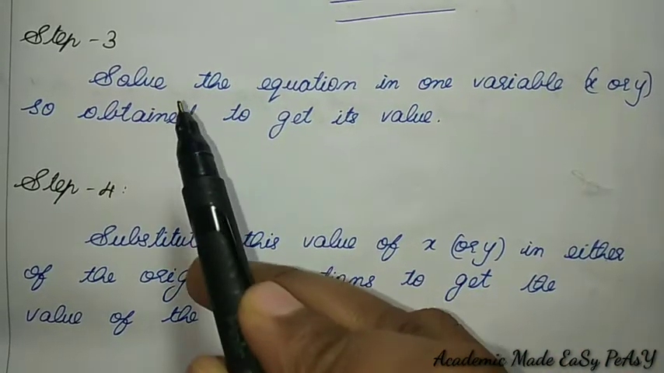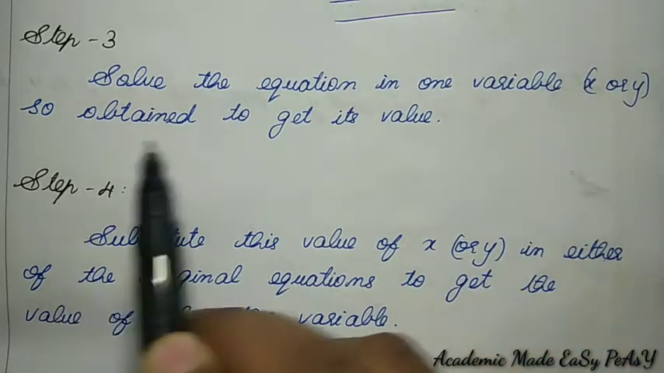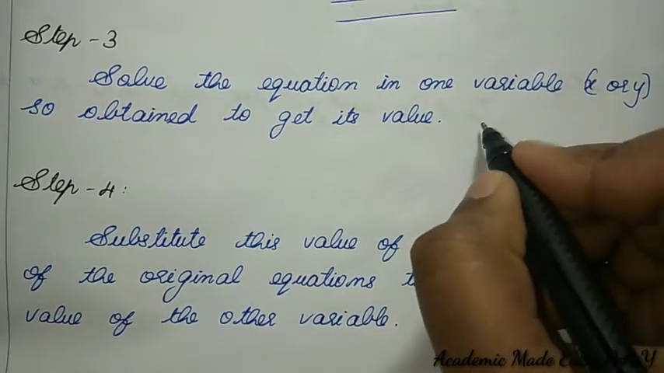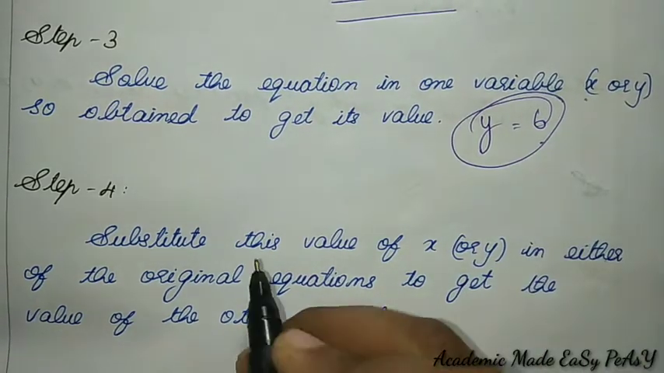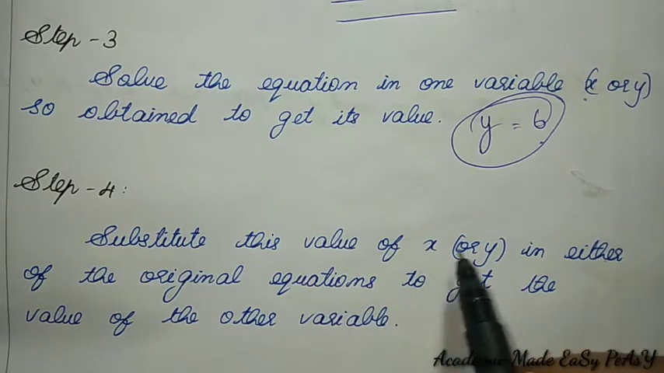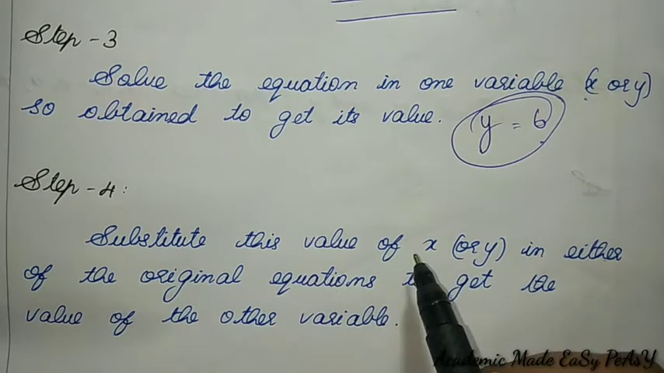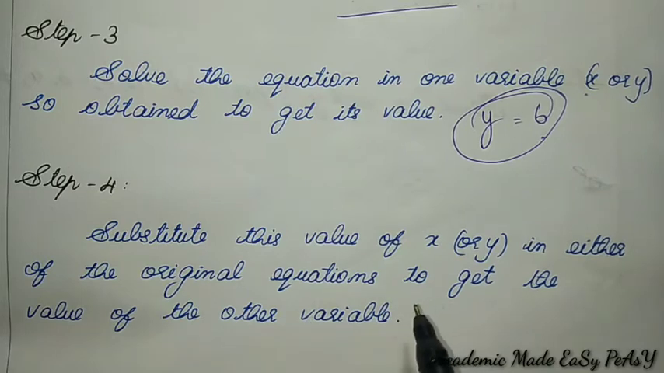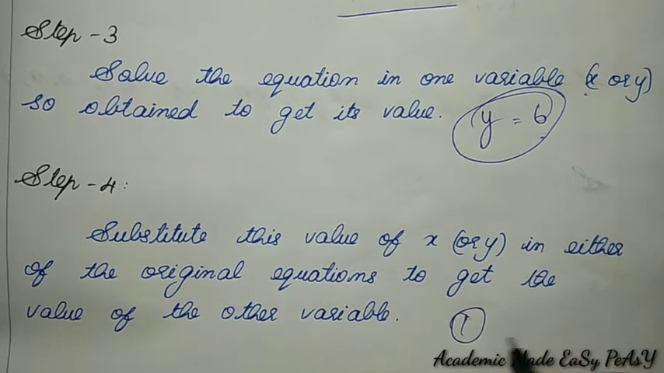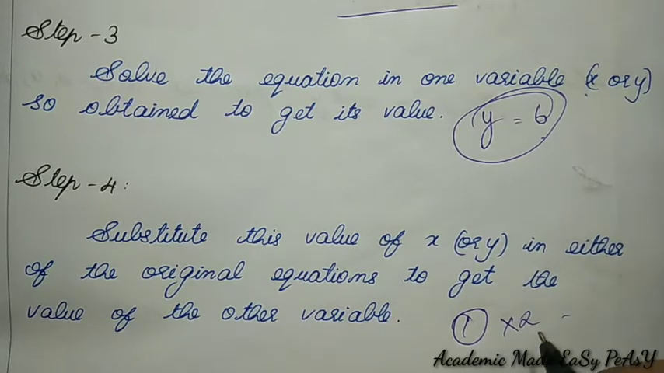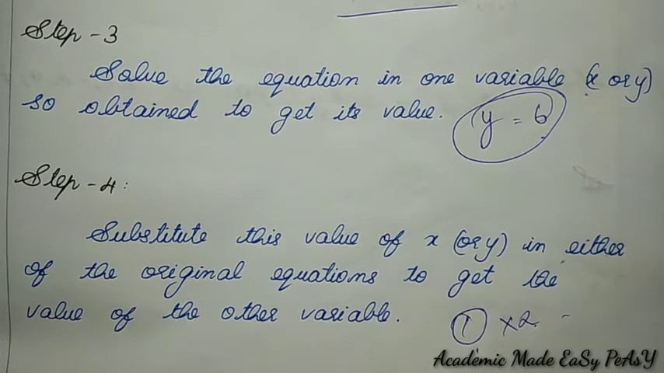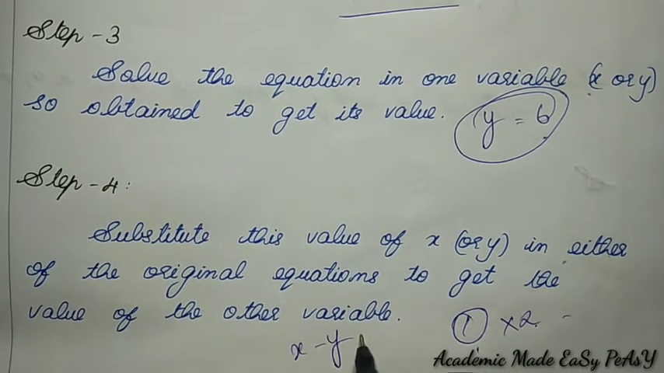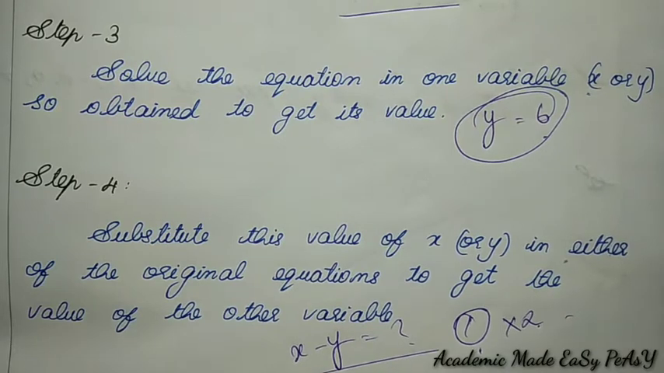So my step 3, solve the equation in one variable, x or y, to get the value of y. So y we didn't know, y is equal to 6 we got, no? That only this step is saying. And the next step says, substitute this value of x or y in either of the original equations to get the value of the other variable. We did equation 1 into 2. We should not substitute the value of x or y in this equation. Instead, the original equation, that is x minus y is equal to something we had in the question, that only we have to substitute.